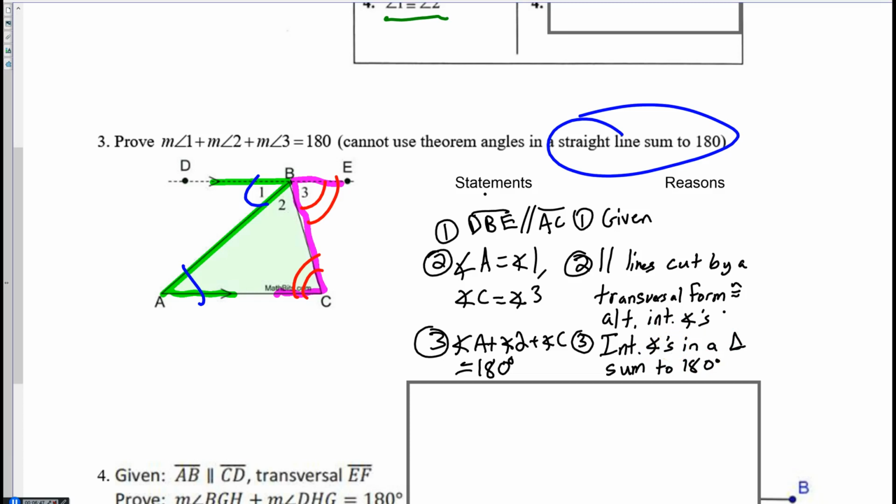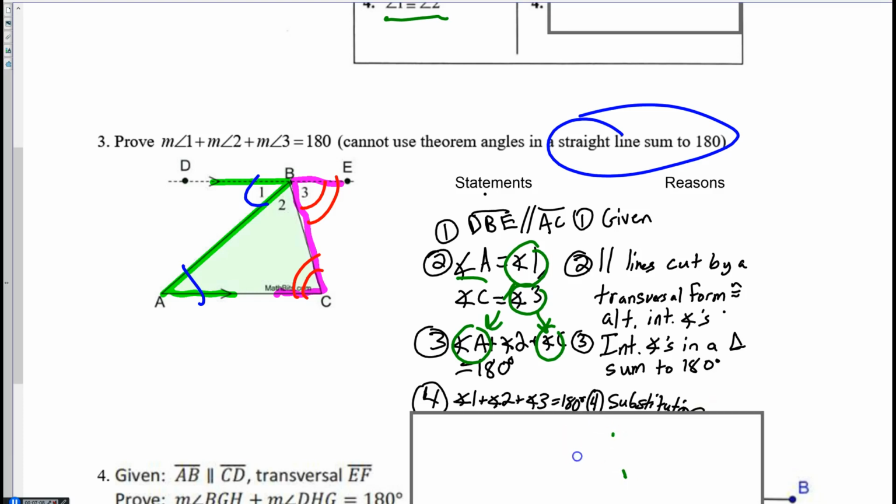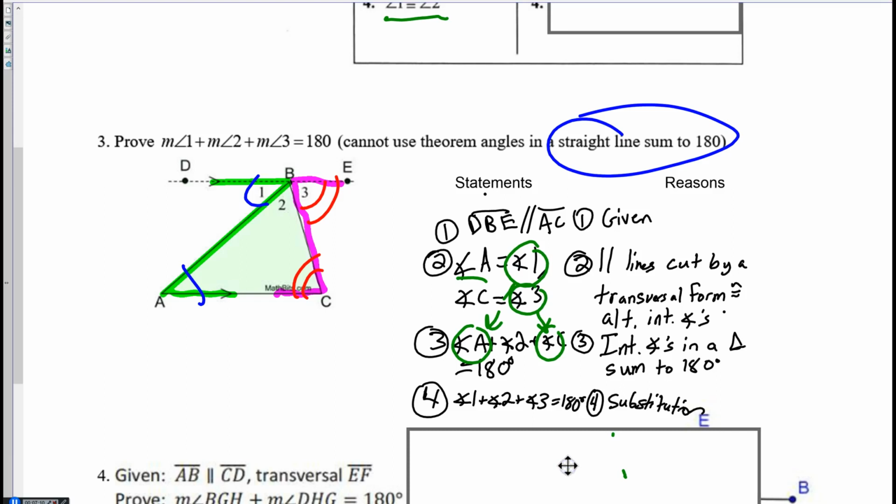And now I notice a very similar pattern to all the other problems. A is the same thing as 1, so I could just plug in angle 1 right there. And C is the same thing as 3, so I can plug in 3 right there. Again, this is a substitution problem, so I can state that angle 1 plus angle 2 plus angle 3 equals 180, again because of substitution.